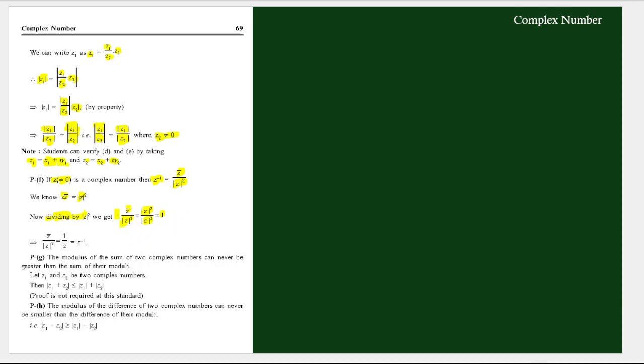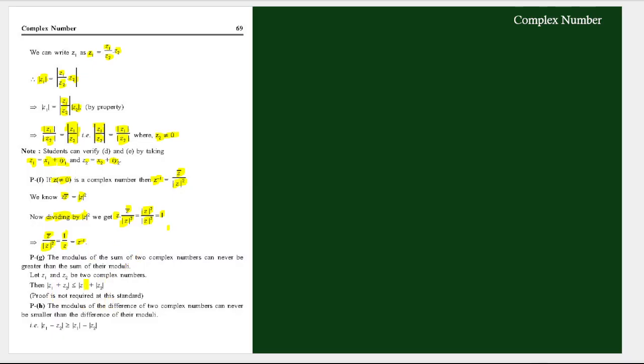Now this Z is separate, take it to the right hand side and then it will become 1 by Z. Okay, Z conjugate and then modulus of Z square, and 1 by Z is nothing but your Z inverse. So Z inverse is equal to conjugate of Z divided by modulus of Z square. Okay.